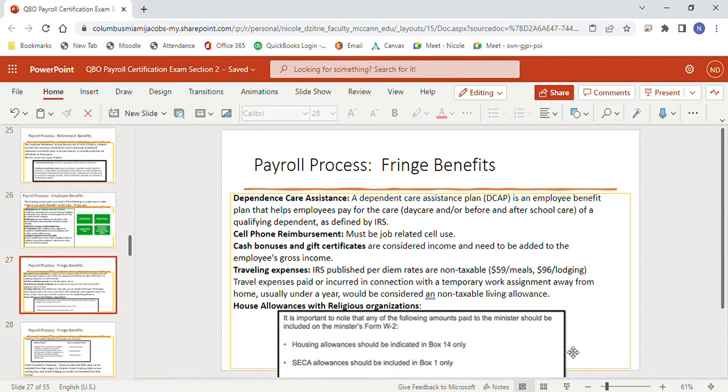This is the other one. Travel expenses paid or incurred in connection with a temporary work assignment away from home, usually under a year, would be considered a non-taxable living allowance.